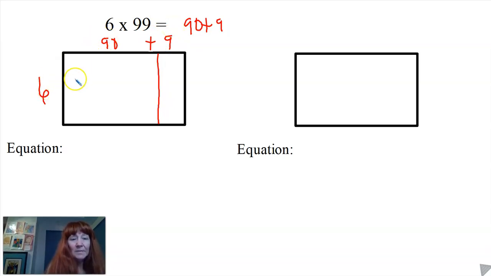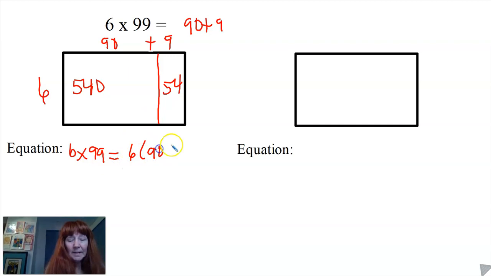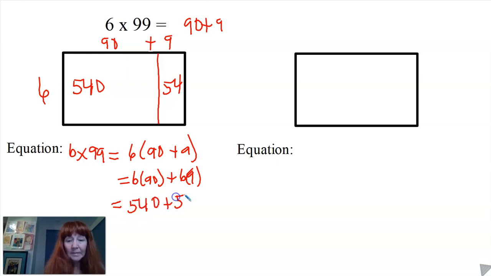9 times 6 is 54. So this is 540. 9 times 6 is 54. Okay, so my equation is 6 times 99 is equal to 6 times 90 plus 9, which equals 6 times 90, 6 times 9. Obviously, I'm not going to have you do this every single time, but until you get used to understanding what the distributive property is doing, it makes sense to write out the steps. And then if I add those together, I get 594.